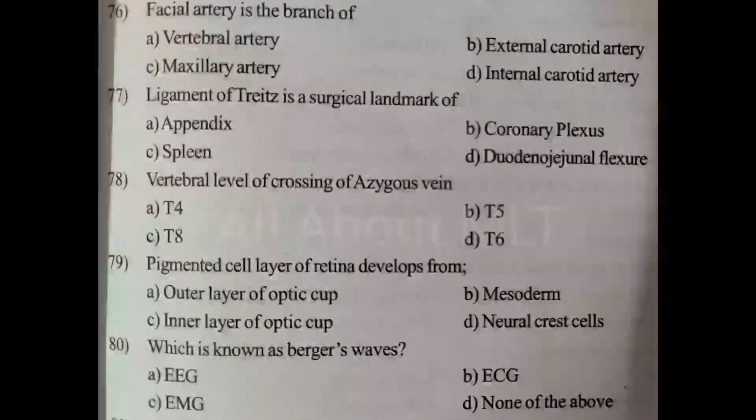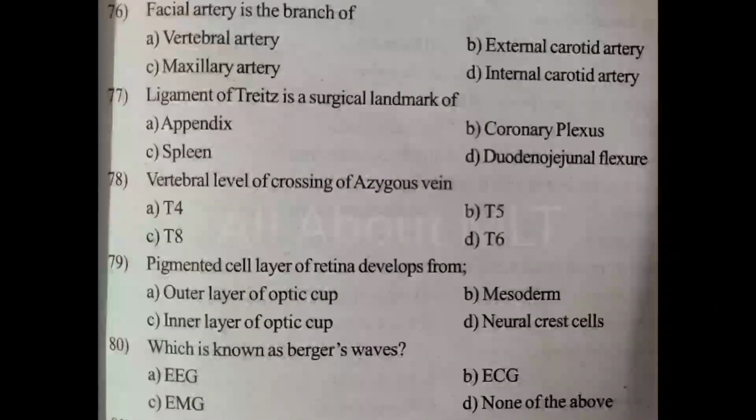Ligament of Treitz is a surgical landmark of option A, appendix. Option B, coronary plexus. Option C, spleen. Option D, duodenal flexure. Answer is option D, duodenal flexure.